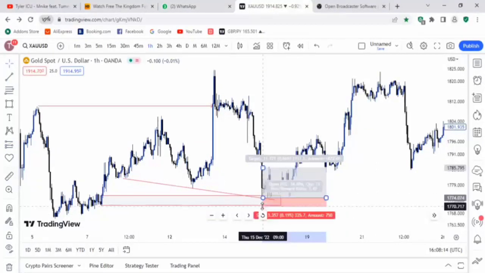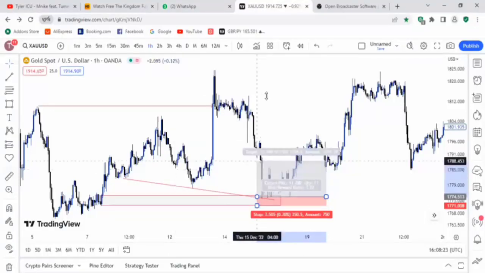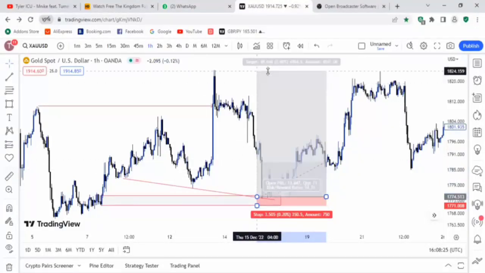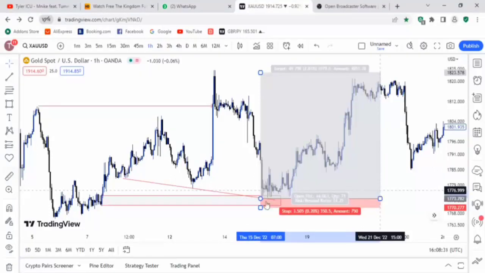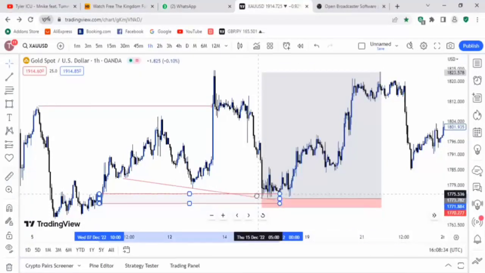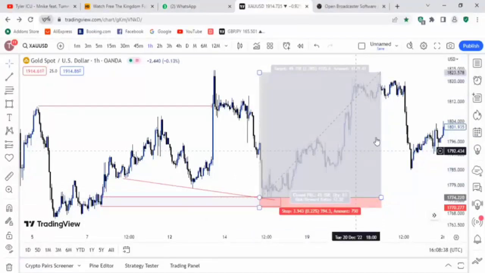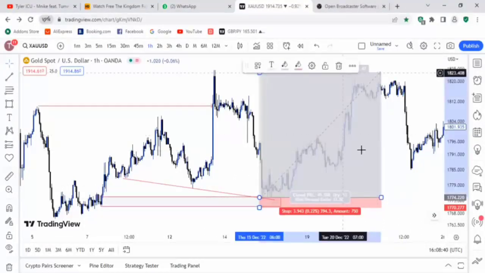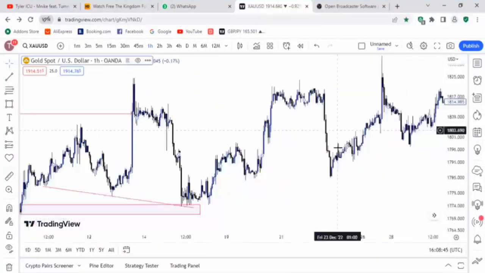Take our trade here. Stop loss below. Then take profit on your next high. See, take profit was reached. Let me remove this. So still, after the market mitigated this order block, it continued to move in an uptrend.